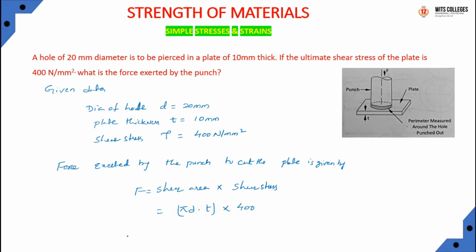Okay, so here F equals pi into 20 into 10 into 400, then F gives 251.33 kilonewtons. Okay, so this is the answer.